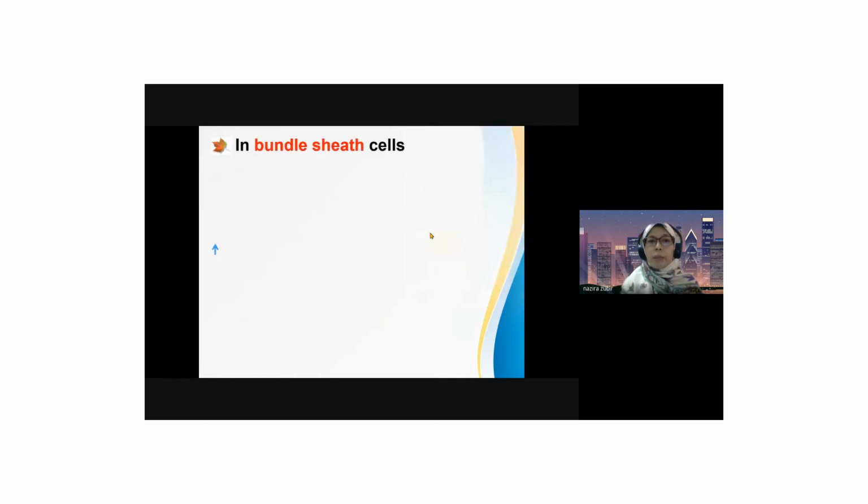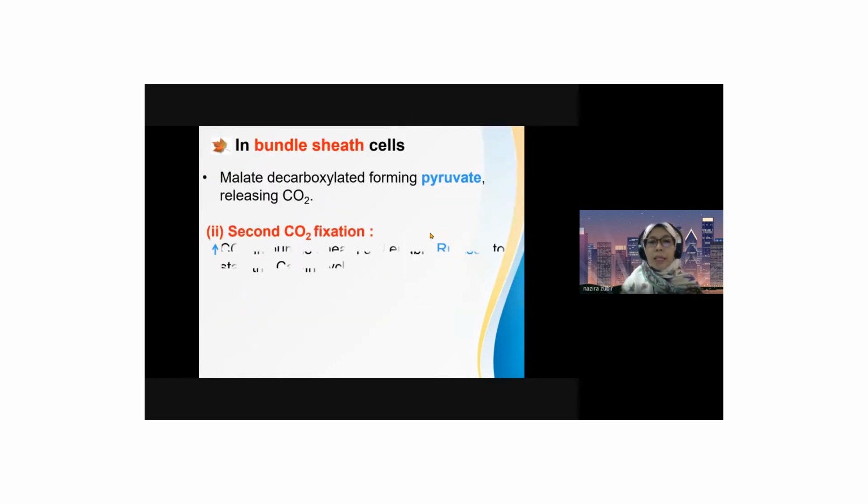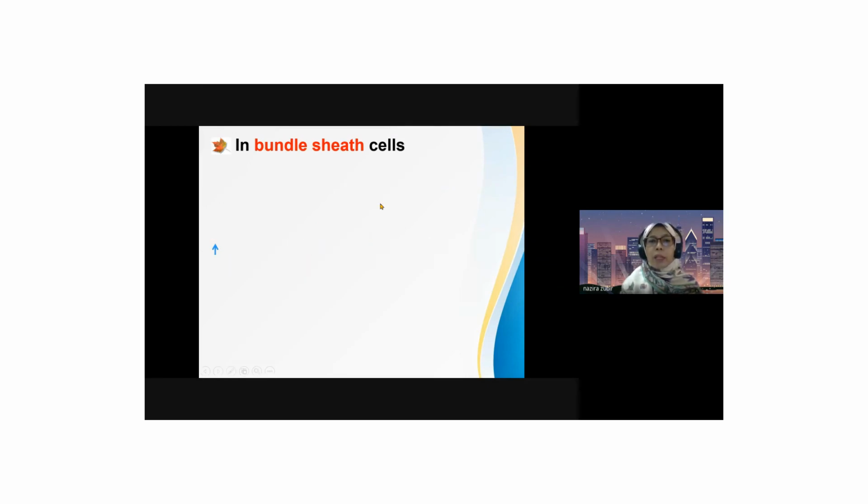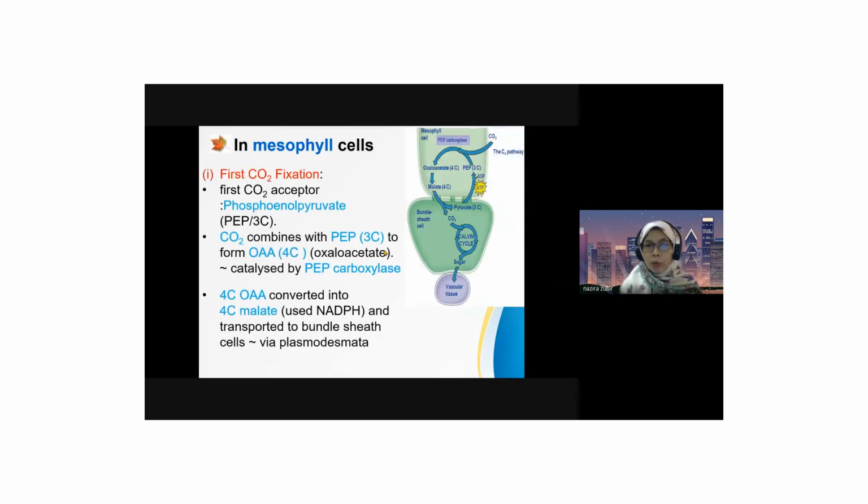And there at the bundle sheath cells, malate is decarboxylated, forming pyruvate and releasing carbon dioxide. Okay, so decarboxylation occurs. Carbon dioxide is released, and malate is converted into pyruvate, which consists of 3 carbon. Okay, you have carbon dioxide here, so this carbon dioxide will enter the Calvin cycle and then produce sugar.